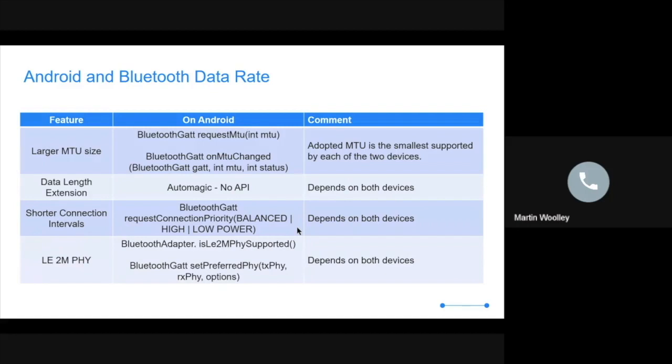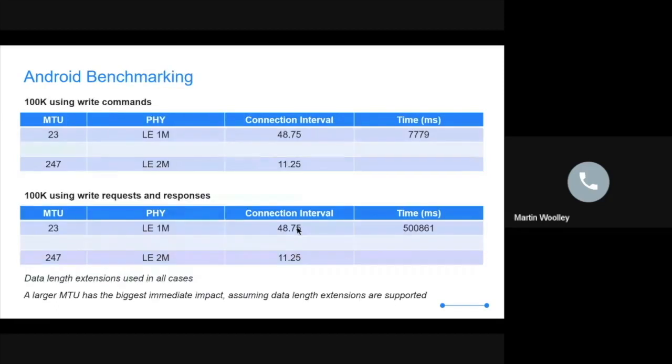Again, both devices, it depends exactly what they support. And LE 2M, the 2 megabit per second PHY, will probably give you an improved throughput, but not to the extent that you might hope. And you can see that you can check for support from the local device that you're running on, and you can ask for a particular PHY, and you may or may not get what you ask for. So let me give you some numbers before we move on to the next topic, because this is quite dramatic, I think.